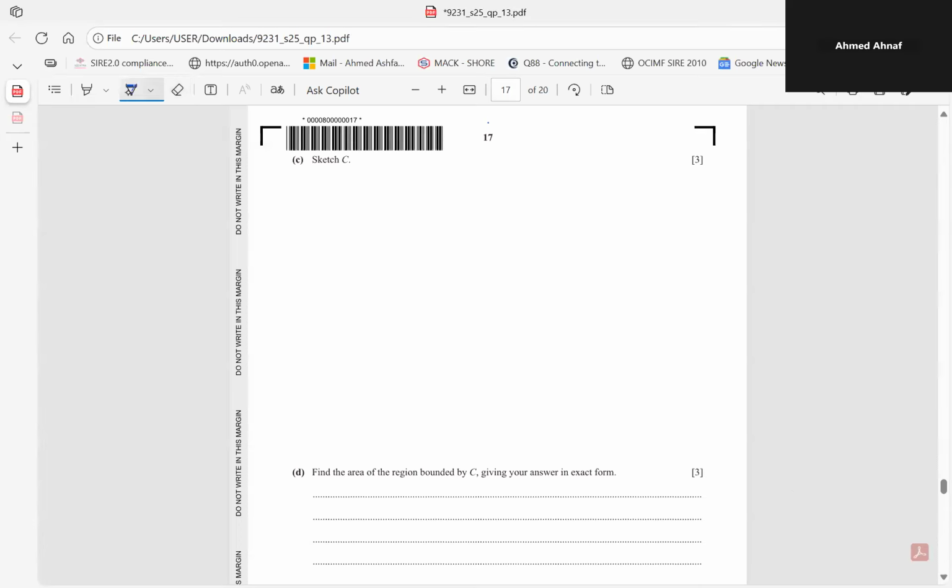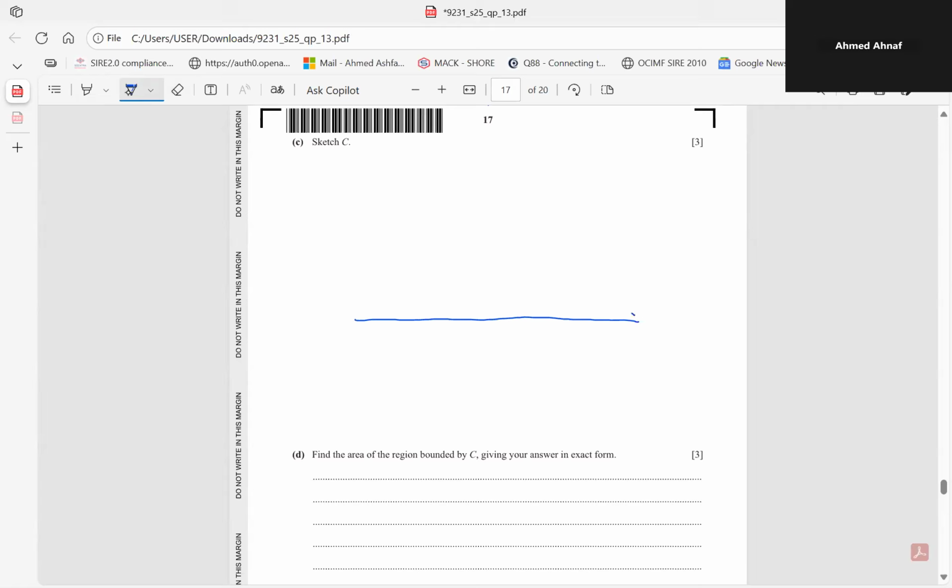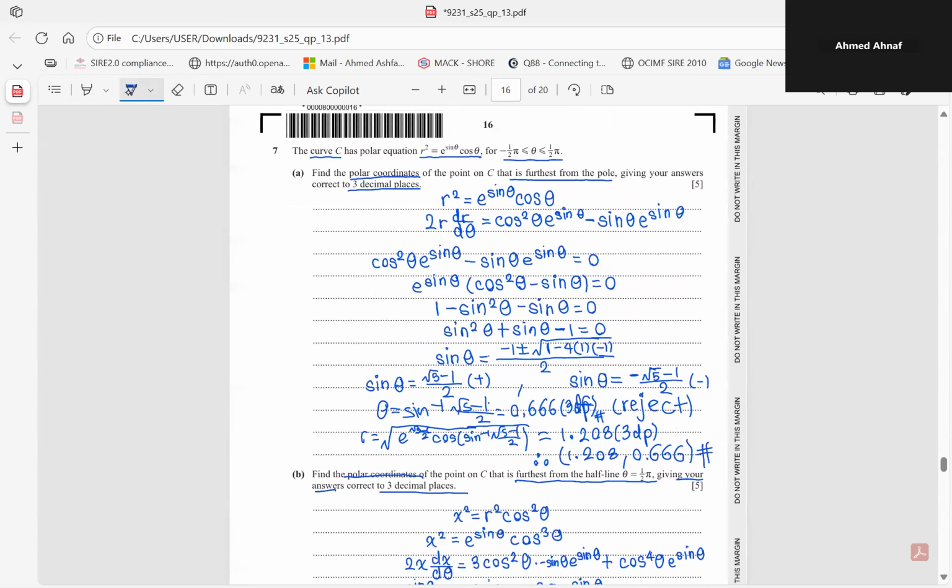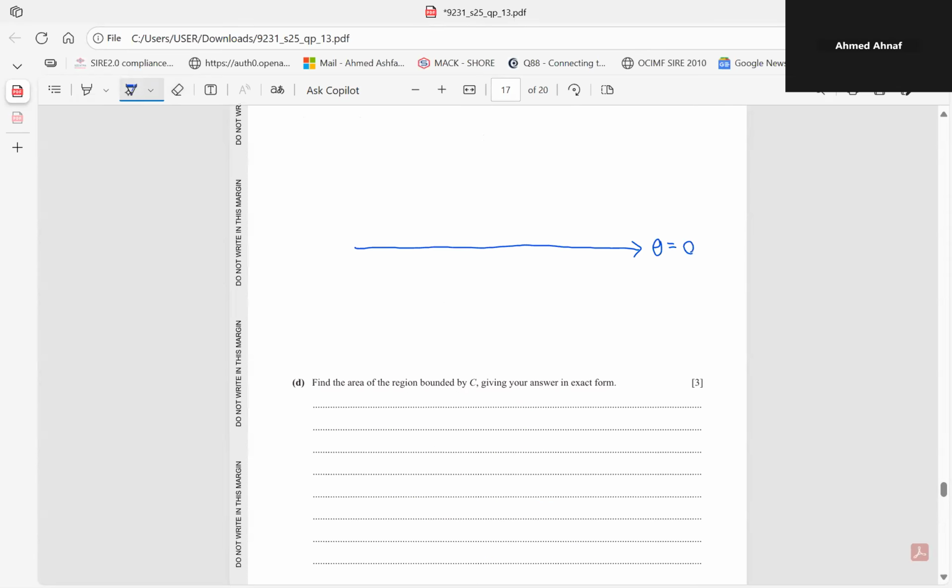Okay, so to do this question, we have to sketch C. Draw your initial line first, θ = 0. And substitute your respective values for θ within your domain, which is between π/2 and negative π/2. As we know, for both π/2 and negative π/2, r is equal to 0. So our graph will end on the pole.